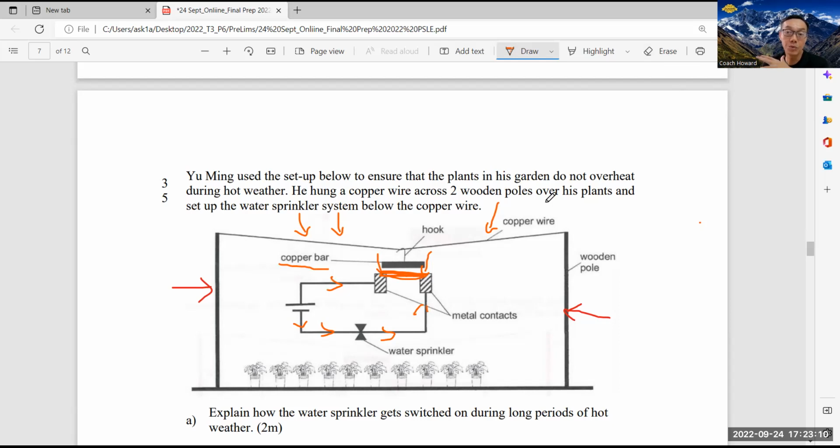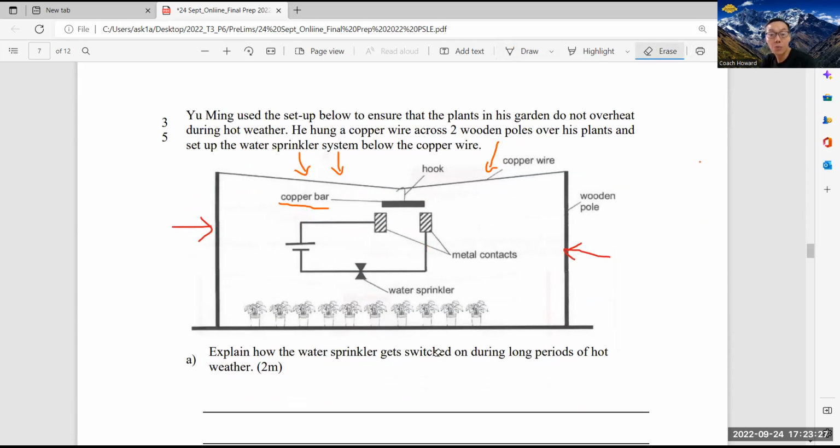Okay, this water sprinkler will keep on spraying water until the temperature becomes lower. The copper wire will lose heat and contract. So when it contracts, this part will no longer be in contact. Okay, they become an open circuit. Electricity stops flowing, water sprinkler stops spraying. So this is how this thing works. So now they ask you to explain how the water sprinkler gets switched on during long periods of hot weather.